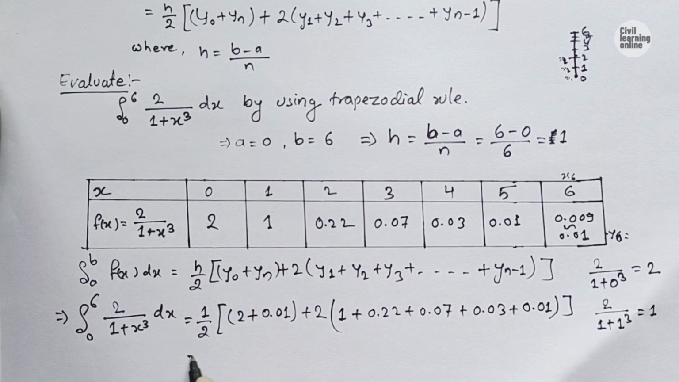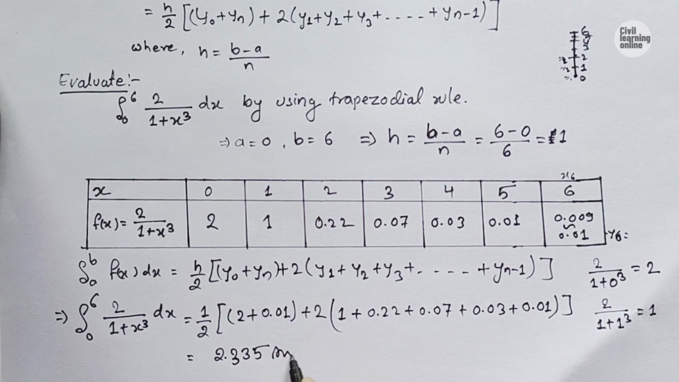Now bracket close and find the final answer, and on solving this we will get 2.335, and this is our answer and the solution of the given equation using the trapezoidal rule.